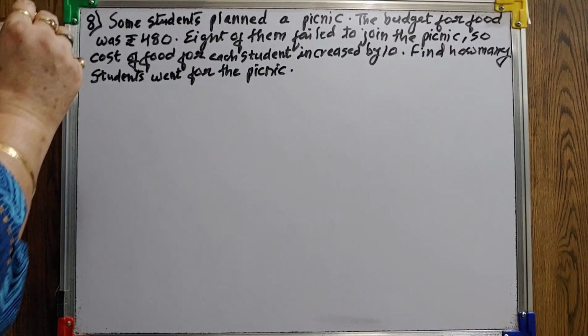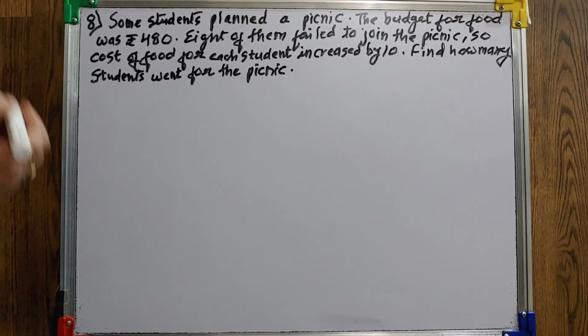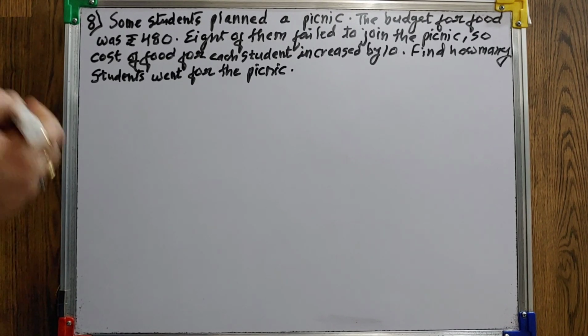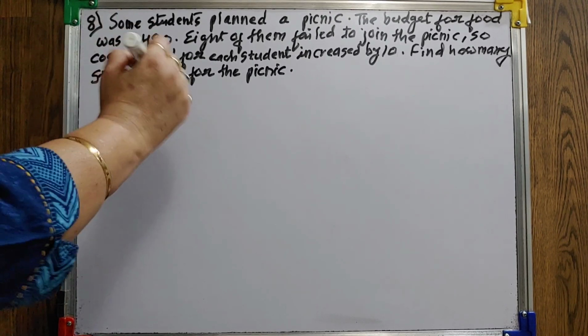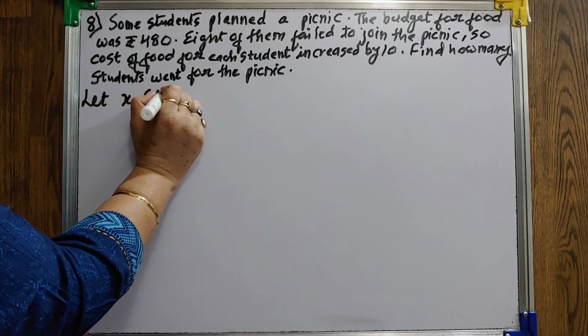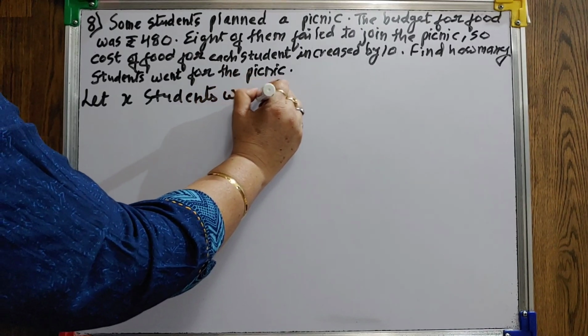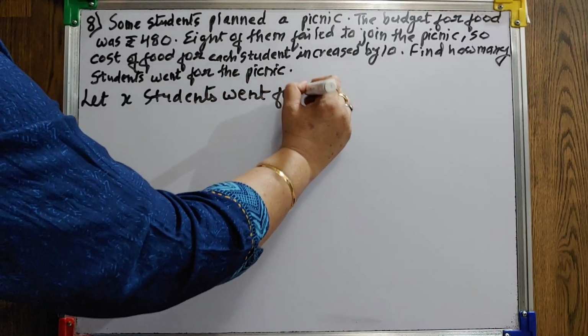Now listen, some students planned a picnic. The budget for the food was rupees 480. 8 of them failed to join the picnic. So, cost of food for each student increased by 10. Find how many students went for the picnic. Let x students went for the picnic.